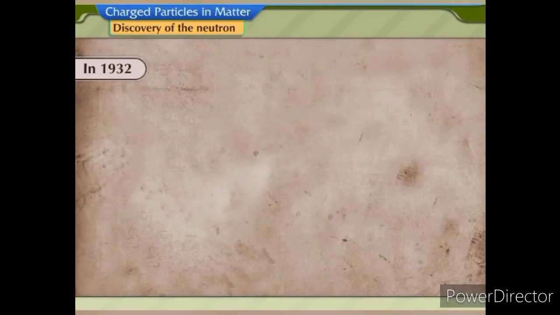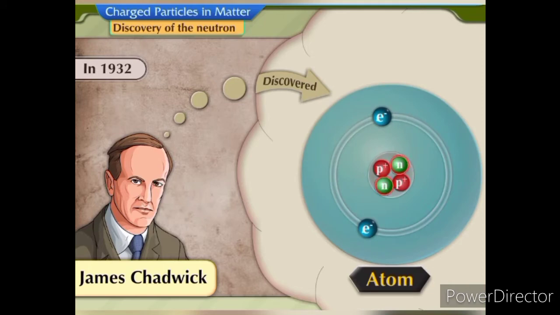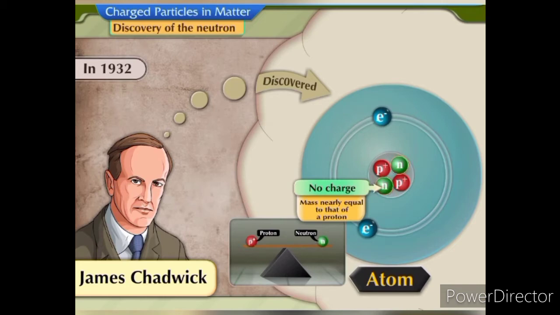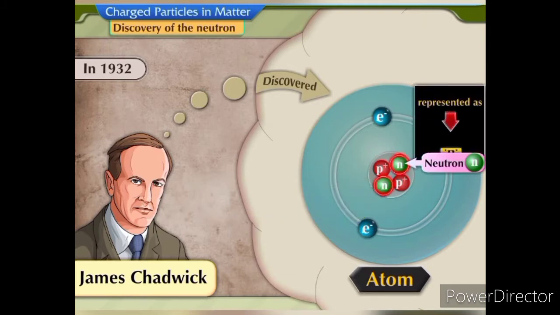Discovery of the neutron. In 1932, James Chadwick discovered another subatomic particle inside the atom. This particle had no charge and had a mass nearly equal to that of a proton. It was present in the nucleus along with the proton. He named it neutron. A neutron is represented as n. Neutrons are present in the nucleus of all the atoms except hydrogen.